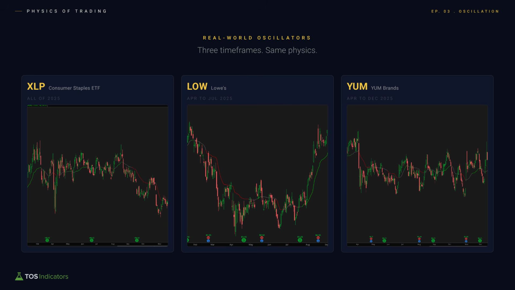From April all the way through December of 2025, you'll see Yum basically oscillates inside of this range, and this range lasts almost 9 months. The same restoring force, but again, just on a longer time period. Before we were seeing 4 months, now you're seeing a 9 month range bound price.